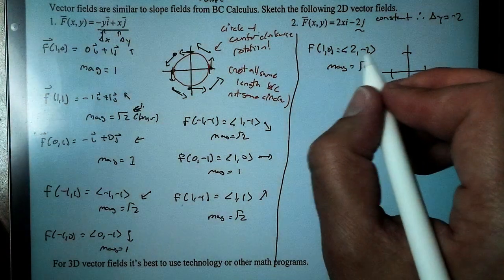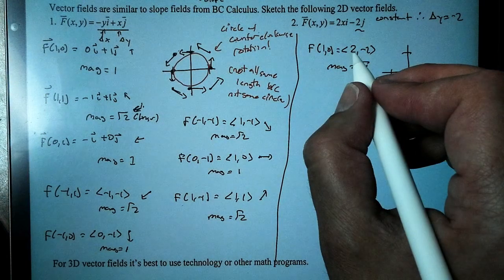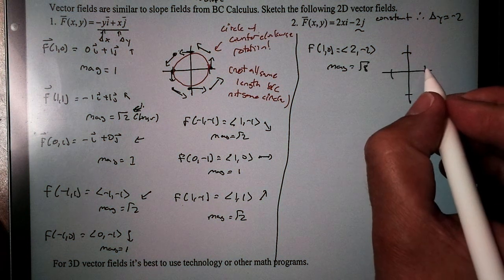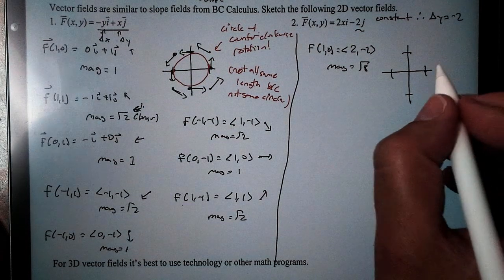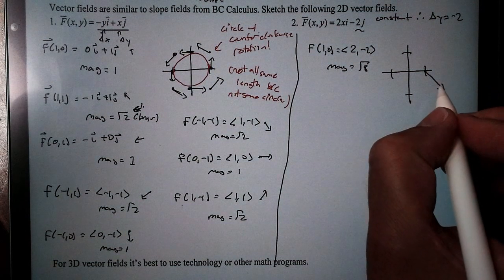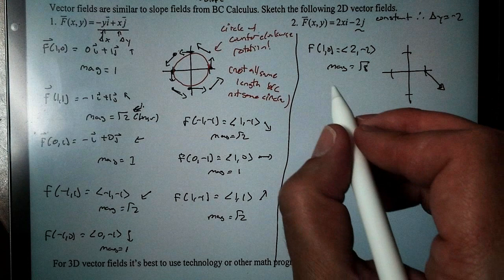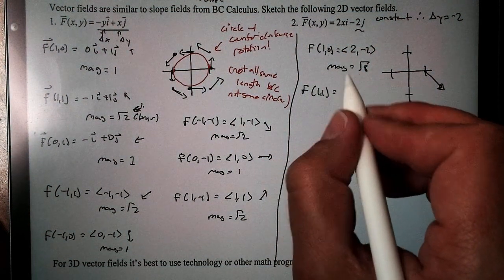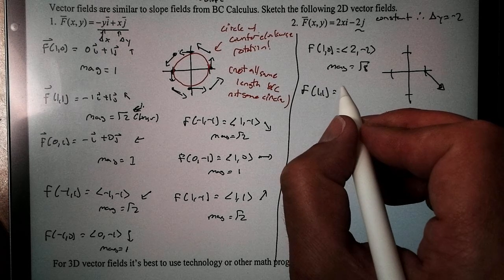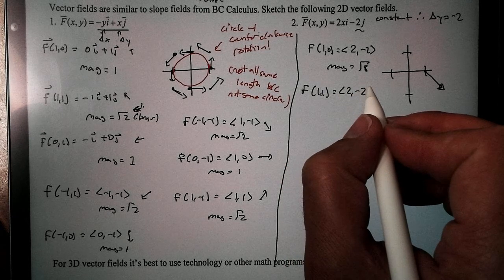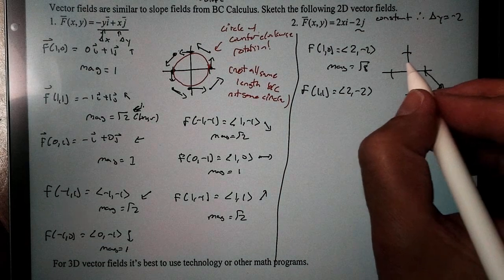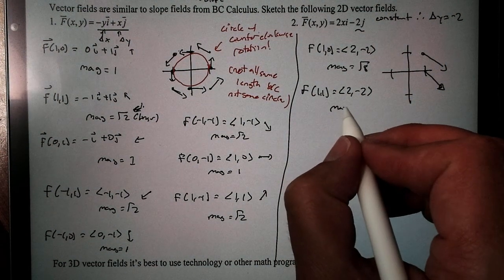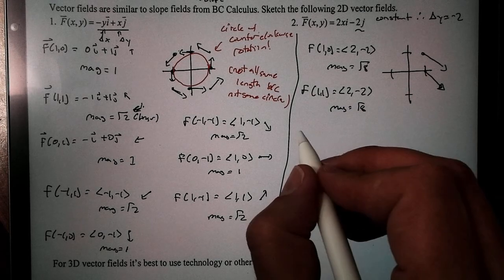So what does that tell me? At (1, 1), which way are we going? We are going to the right and down. So at (1, 1) it goes right and down, and it's going to be a magnitude of √8. So it's going like this. If we did (1, 1), we would get (2, -2) as well. So again, at (1, 1), it's the same direction. It still has a magnitude of √8.